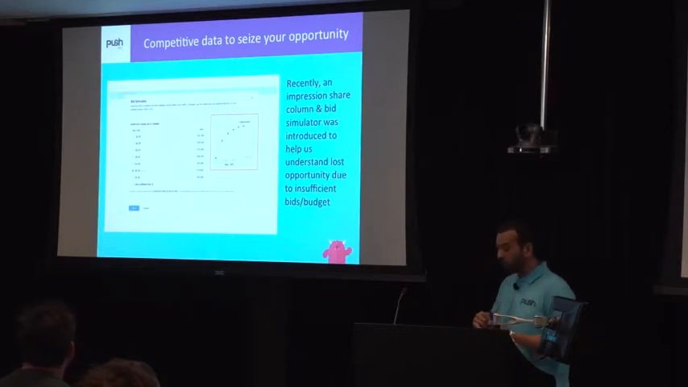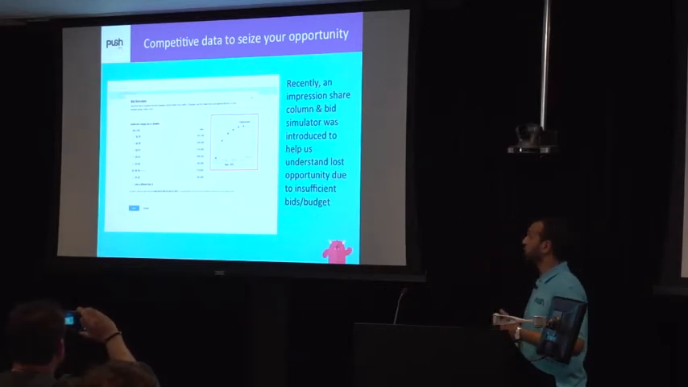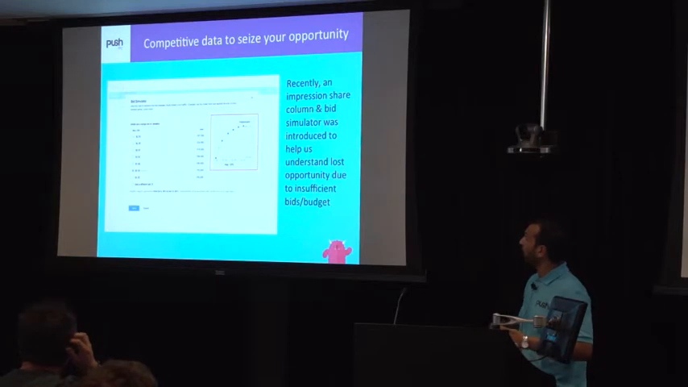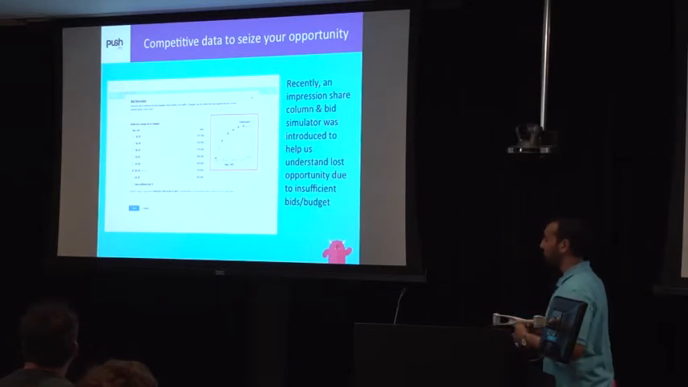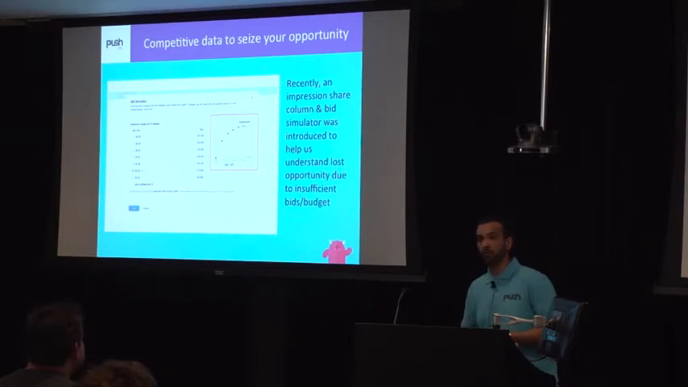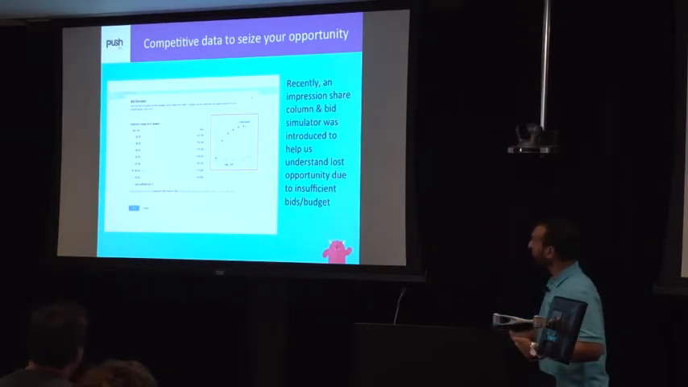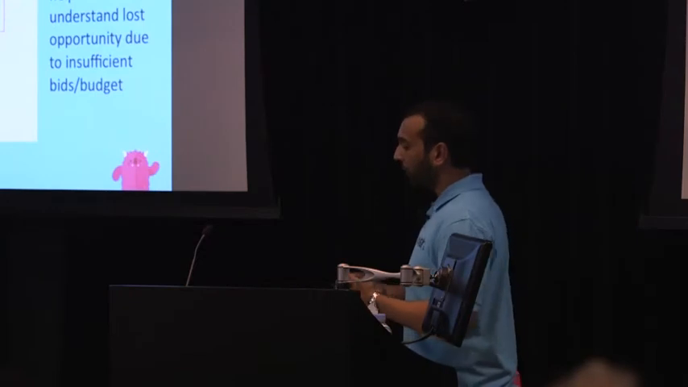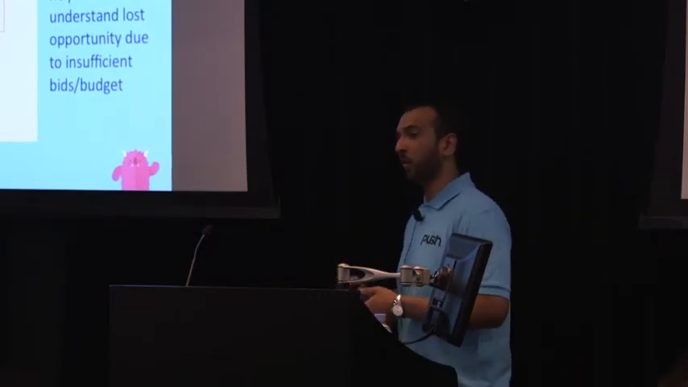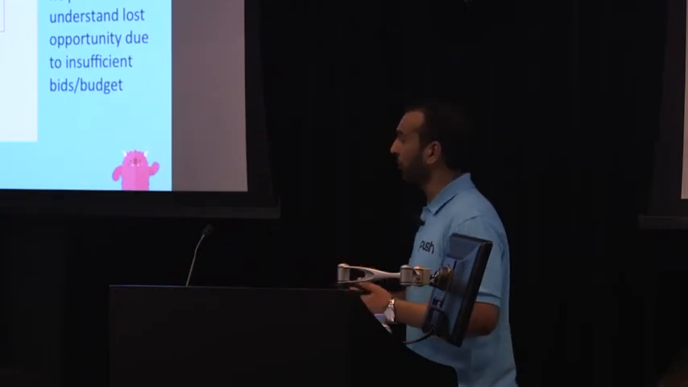So there's two other features that have been introduced recently. The first one is a new column of data for impression share. Now, your impression share basically describes how many times you're being shown for the amount of times that you're eligible to. And say, for example, you were only appearing 10% of the time, you're losing 90% of opportunity. And now you can see that, whereas before you couldn't.